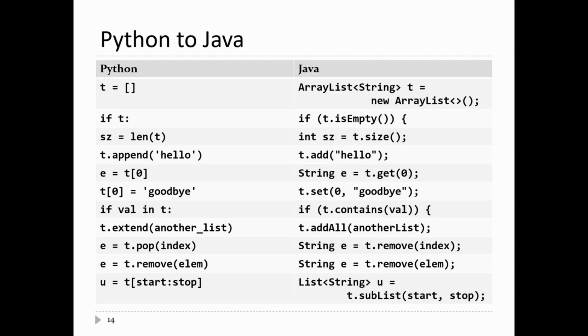Oh, there are the examples. So there's how you translate Python to Java. t equals square brackets gives you an empty list in Python. Call the copy constructor in Java. If t tells you if the list is empty, and so on, and so on. So if you're super comfortable in Python, just refer to this table when you need to do something in Java.